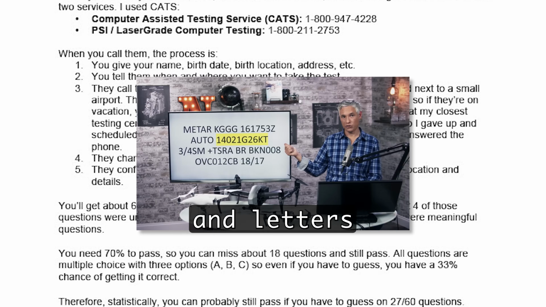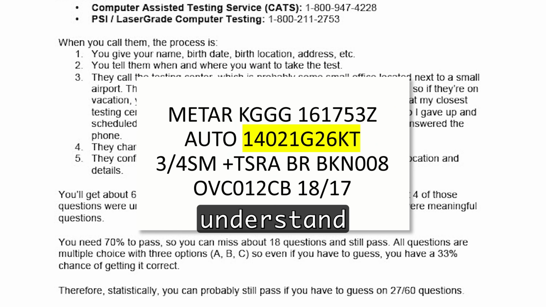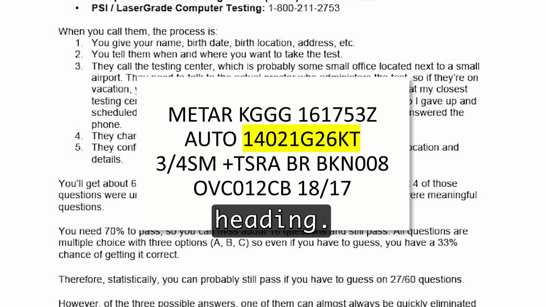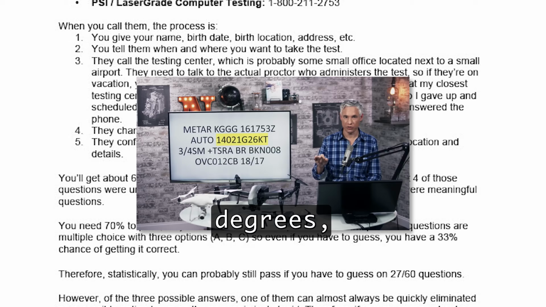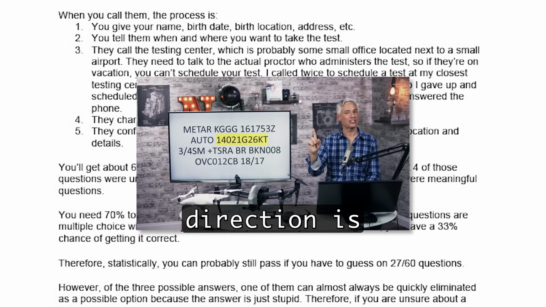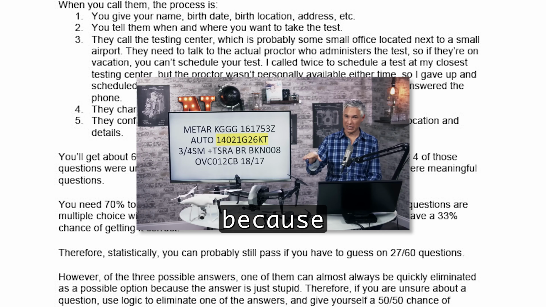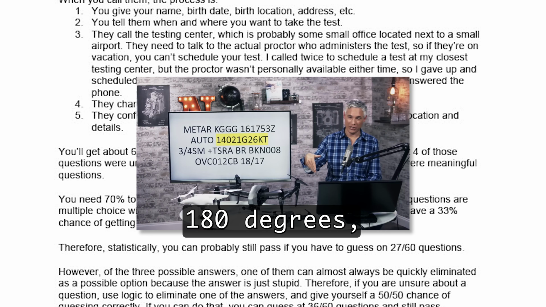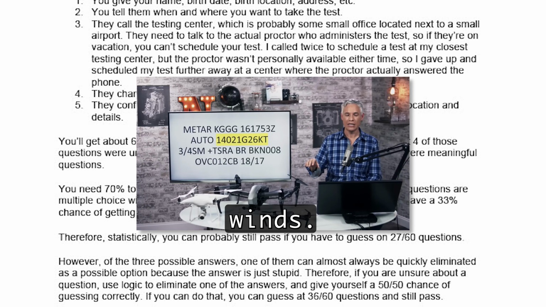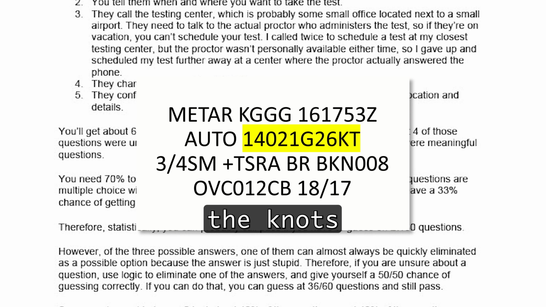This mess of numbers and letters is the wind, and it's really easy to read once you understand it. The first 3 digits indicate the compass heading. It's 140 degrees. Which direction is that actually? It's southeast, because east is 90 degrees, south is 180 degrees, and it's somewhere in between 90 and 180, right? So it's southeast winds. The next 2 digits, 21, indicate the knots of the wind speed.